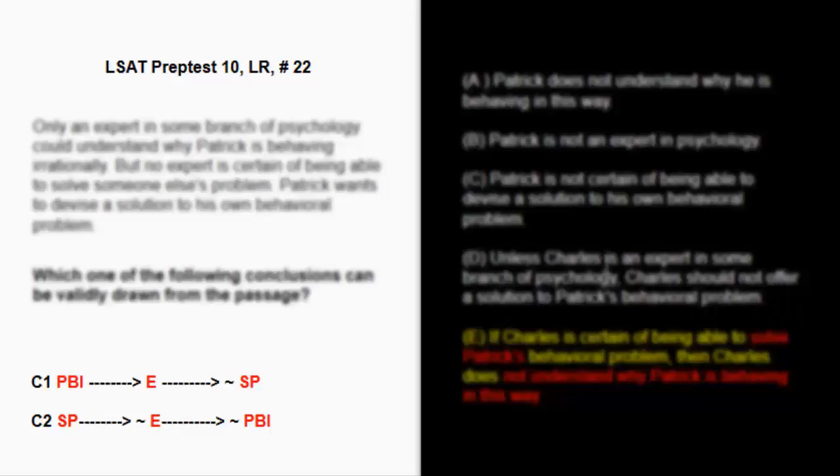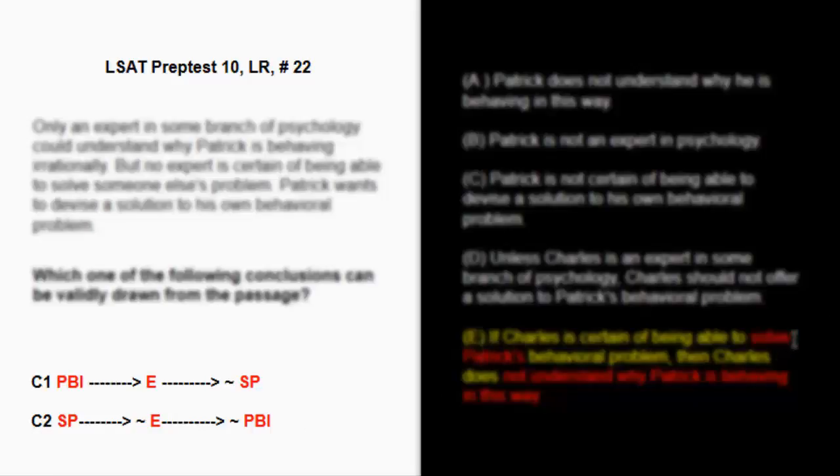All right, so let's see. We can translate this to say, if Charles is not an expert in some branch of psychology, Charles should not offer a solution. If he's not an expert, then he should not offer a solution. Well, we don't know that. That's going against the arrow. Guys, that's the fallacy, the converse. We don't know that. Okay, so let's take a look at E.